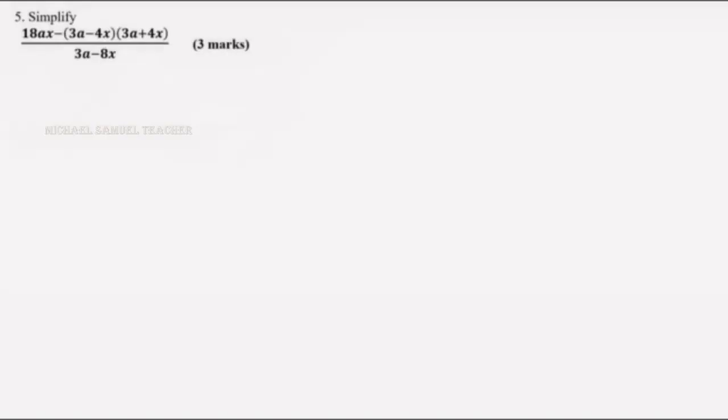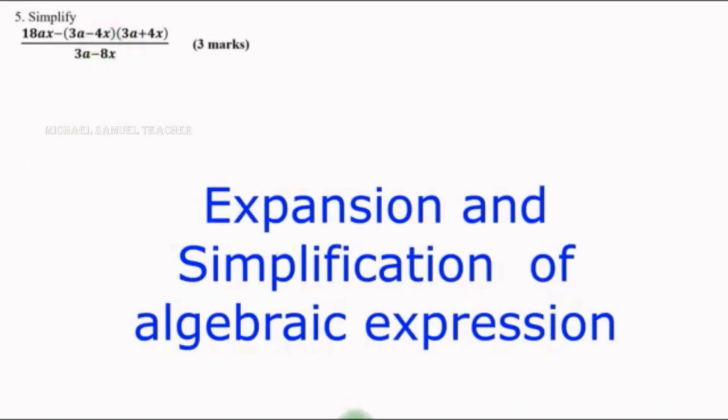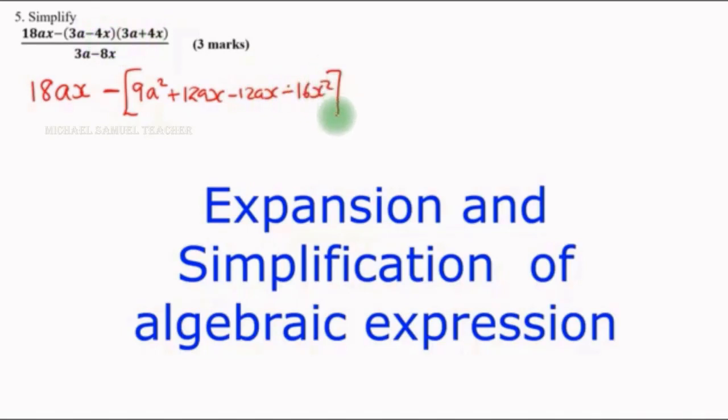Then question number 5, simplify. So in our case here, this will be the same as 18ax minus, so if we expand this, let me just expand, this shall be 9a squared, then plus 12ax, then minus 4x times 3a minus 12ax, then minus 4x times 4x, that will be minus 16x squared, all over 3a minus 8x.